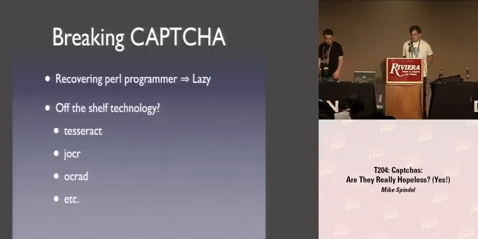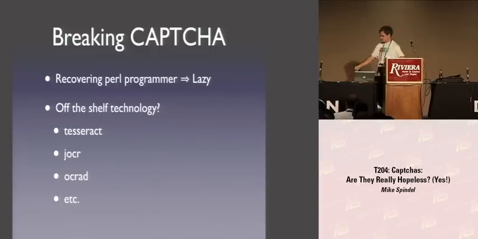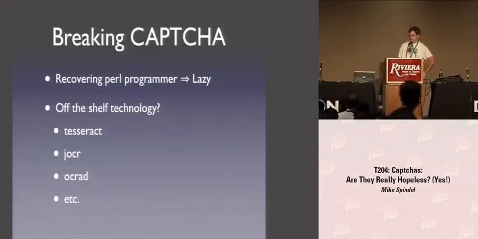So we're recovering Perl programmers up here, so we're pretty lazy. We like to use other people's stuff wherever possible. Even better if we can use it completely off the shelf with no work involved at all. So fortunately, there's some really good off-the-shelf OCR packages out there. We have Google to thank for some of that. One of the particularly good ones that we like to use a lot is Tesseract.